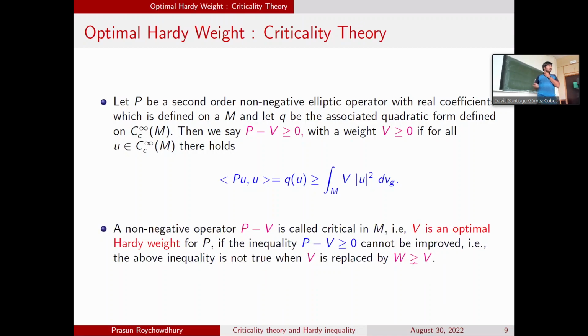Okay, now I am giving the definition of a critical operator. A non-negative operator P minus V, that means P minus V is greater than or equal to 0, which means this inequality holds. Then we call P minus V critical if V is the highest one. There will not be any W which is bigger than V with P minus W greater than or equal to 0. So if V is the largest one, in the pointwise sense, I'm defining the meaning, and with P minus V non-negative, otherwise we will not have the inequality, then we say that operator is critical.